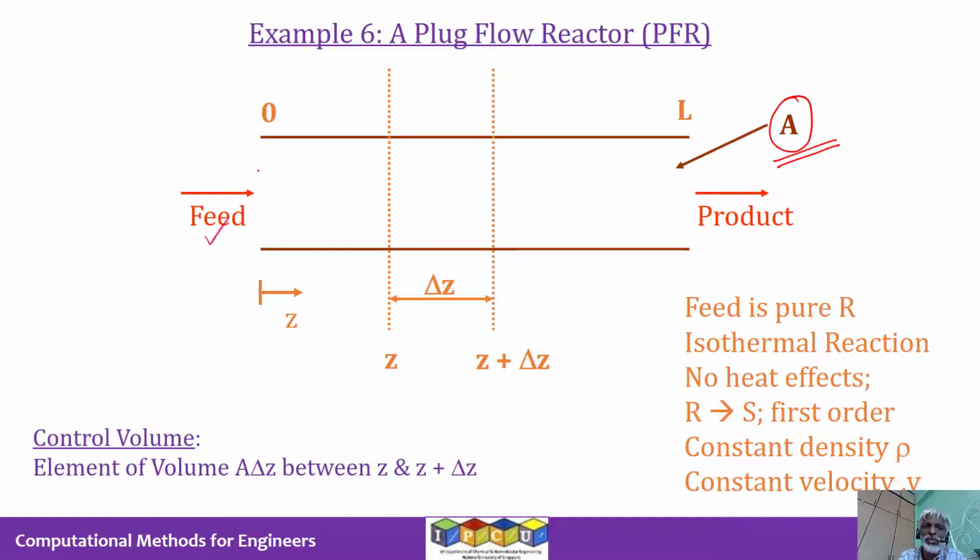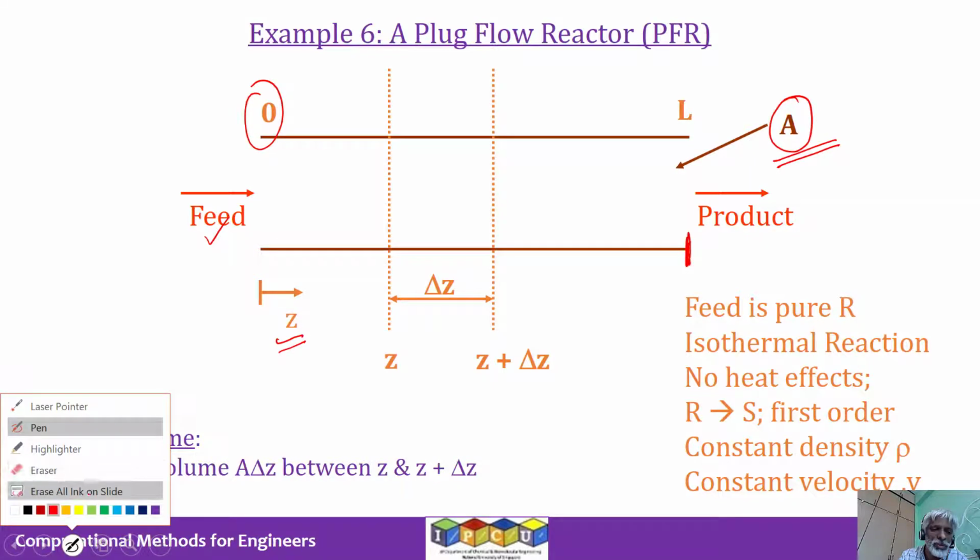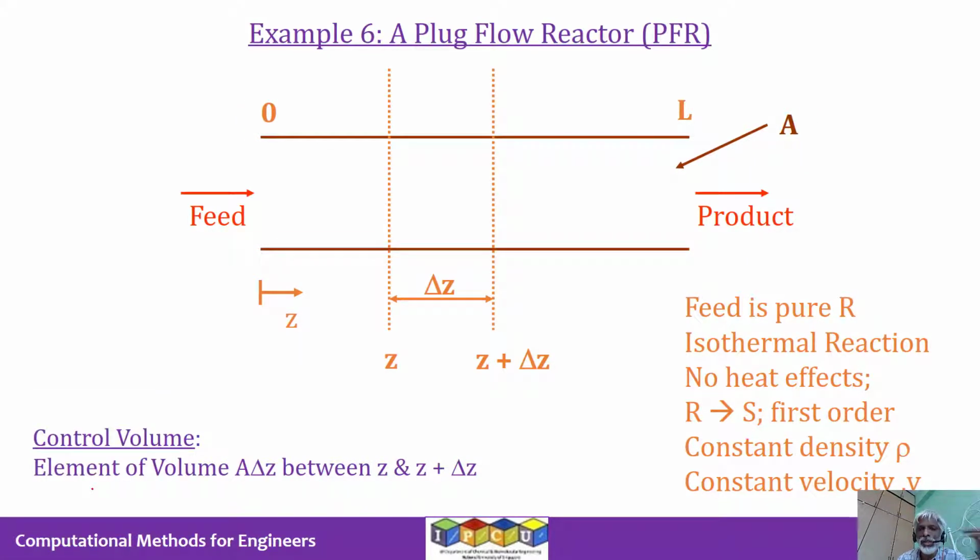So feed enters at z is equal to 0. So this axial position is labeled as z. So z is equal to 0 means we are talking about the reactor entrance. z is equal to L means we are talking about the reactor exit. So this reactor is of length L in meters. All right, so these are some of the assumptions about the chemistry of the reaction taking place inside this reactor, the symbols related to the configuration of the reactor, etc.